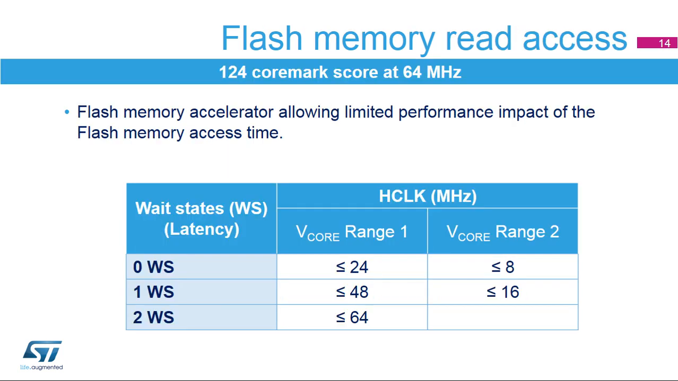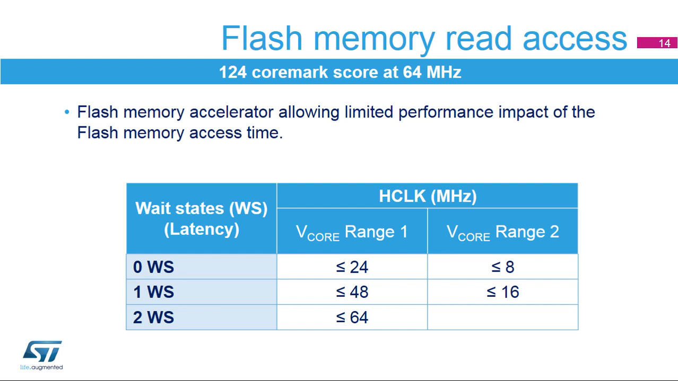The flash memory has a fixed access time, while the AHB bus frequency can be dynamically changed. That's why the number of wait states is programmable and has to be set according to the actual AHB frequency, called HCLK. Running beyond 64 MHz also requires setting the voltage scale to range 1. Please refer to the power controller presentation for more information.